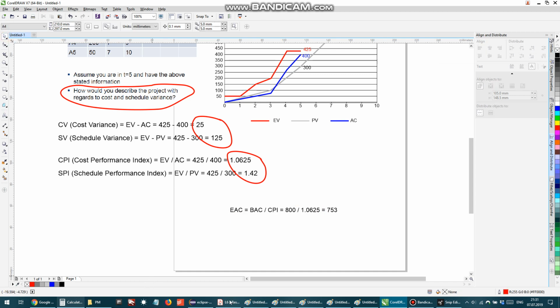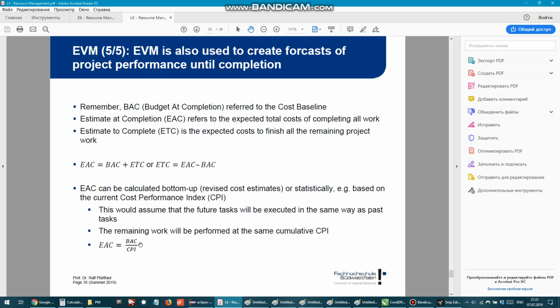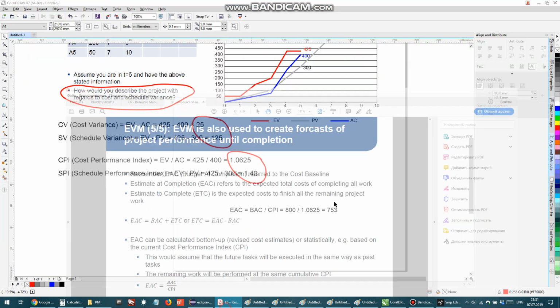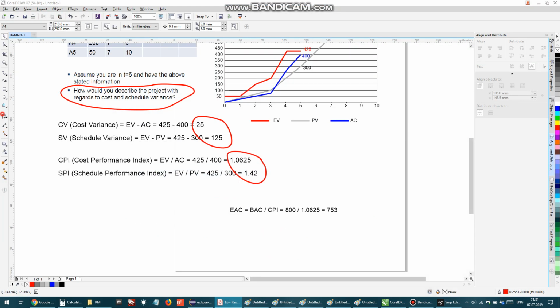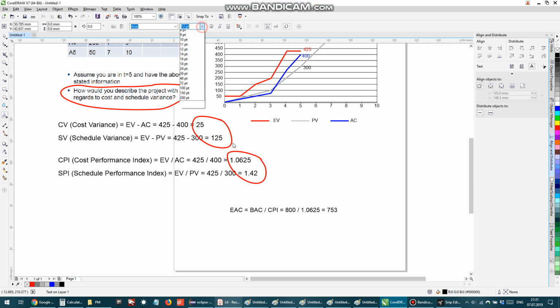And the next one is ETC, estimate to complete. ETC is equal to EAC minus BAC. And that is 753 minus 800, and that makes minus 47. What does it mean?